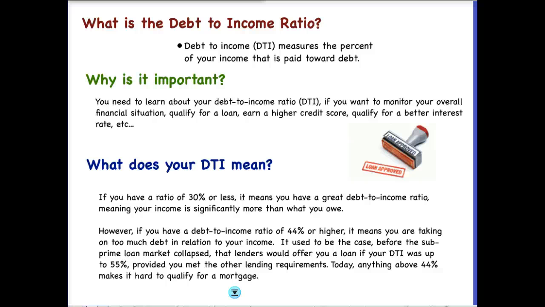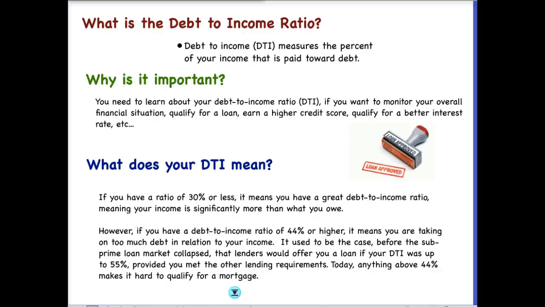Why is it important? Well, you need to learn about your debt to income ratio if you want to monitor your overall financial situation. So you need to be thinking all the time, how are you doing financially? Are you saving for retirement? Are you able to pay your bills? Will you be able to buy the house you want? Also, it's important because it'll let you know whether you qualify for a loan, and whether you can earn a higher credit score, which will then qualify you for better interest rates and more money.